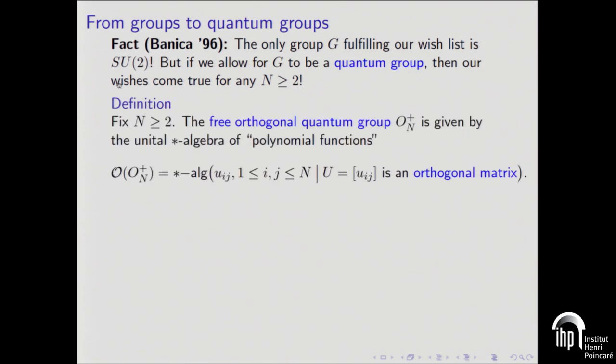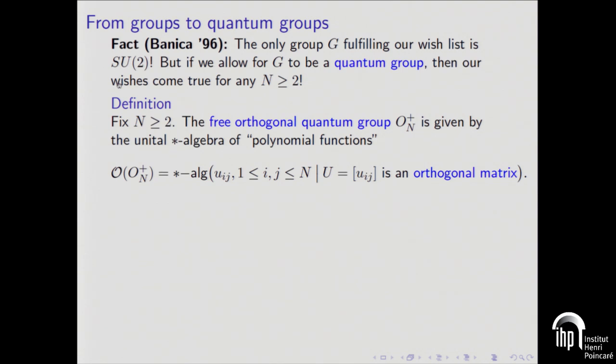I'm not actually going to define it in a very concrete way, but the way you should think about a quantum group is it's like a generalization of a notion of a group. And so what's a group? A group is a space with a group law, with some topology which is compatible with this.